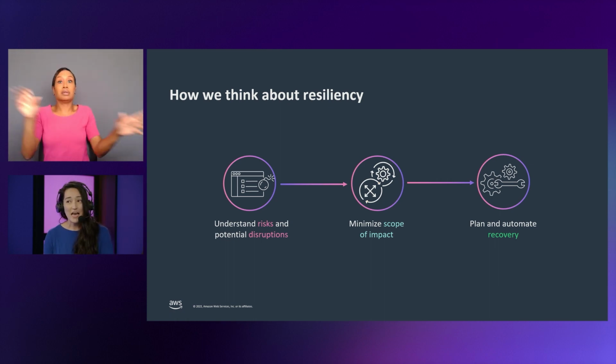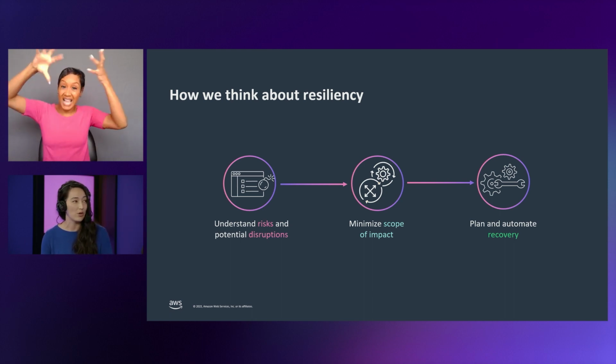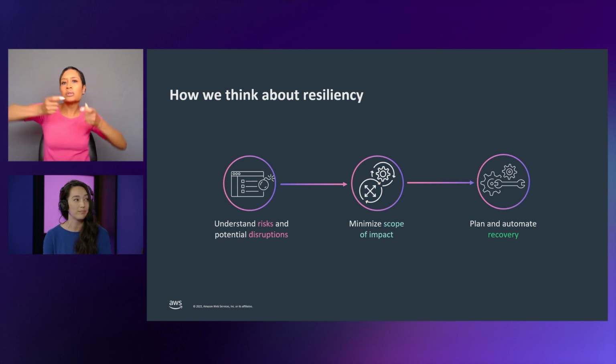Ask yourself, if this application was unresponsive, what are the downstream consequences? What else is going to be impacted? Is it going to be your end customers? Third is to plan and automate that recovery. So if your service is impacted, how quickly can you come back up? As you build things in the cloud, it's really important to be aware of what those disruptions are and how you can recover quickly from them.